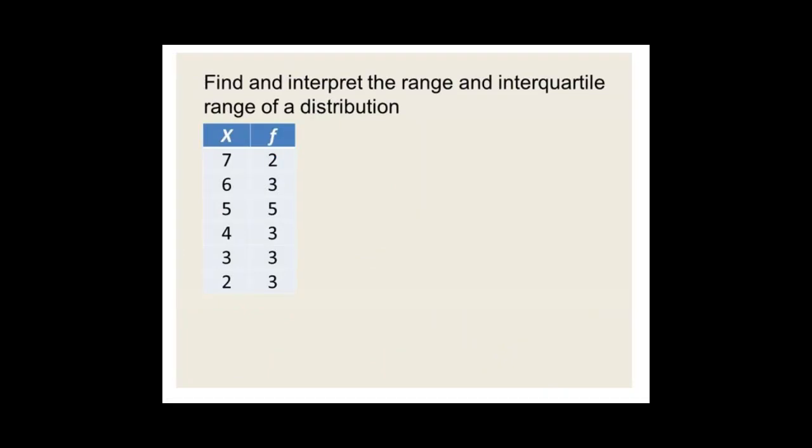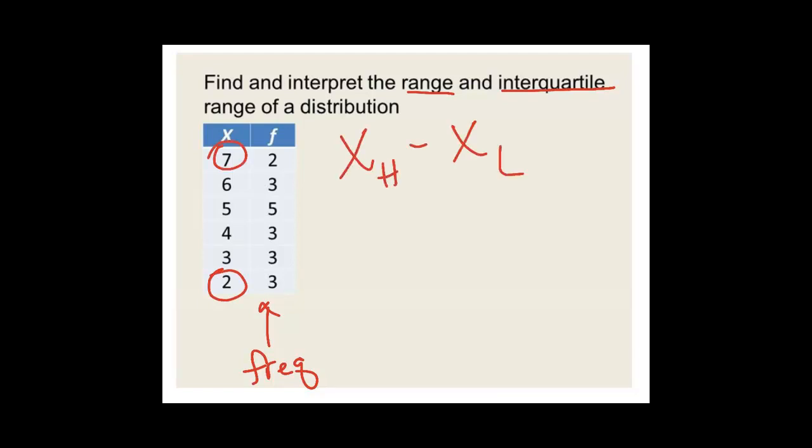Let's practice finding the range and interquartile range for another set of scores. In this frequency distribution, the scores have a minimum of 2 and a maximum of 7. Thus, the range is x sub h minus x sub l equals 7 minus 2, which equals 5.